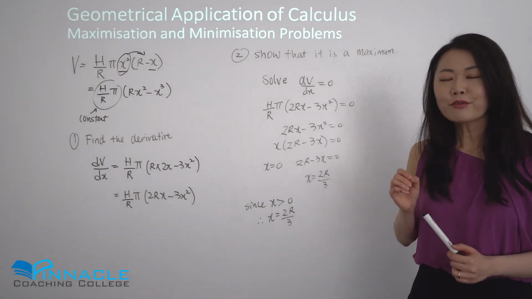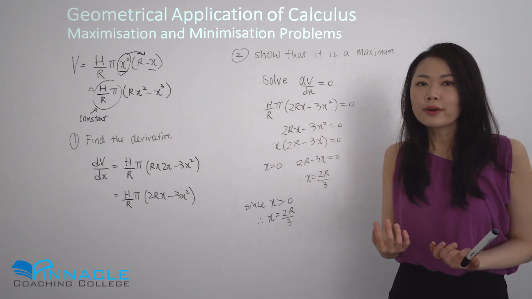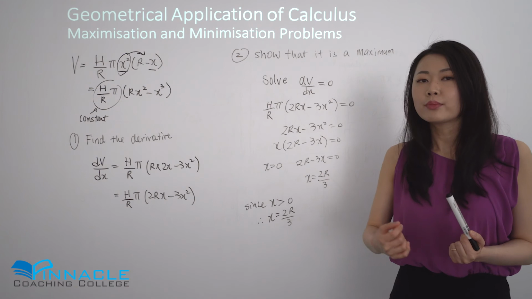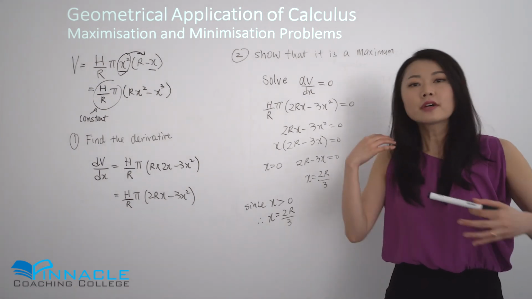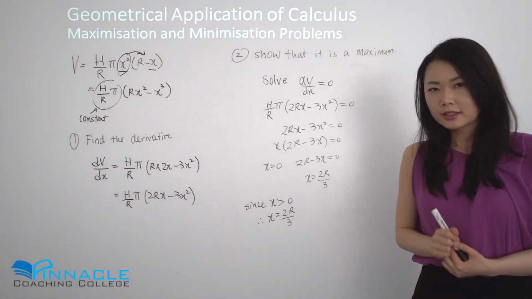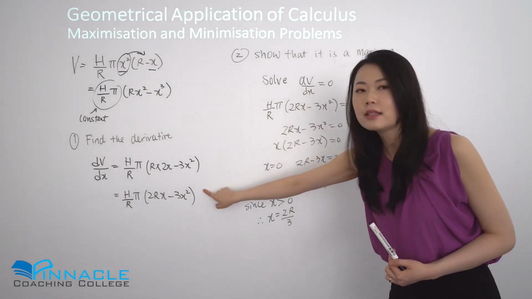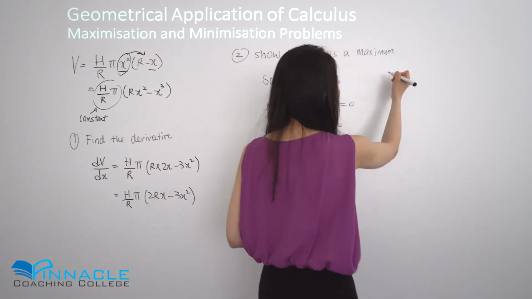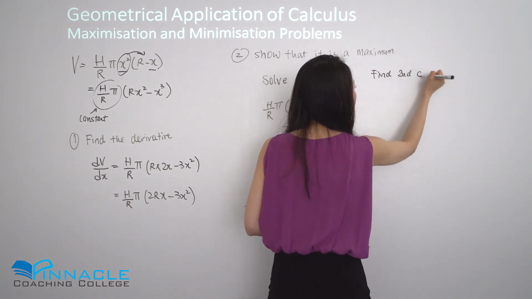Okay, so now that we've got the point at which the stationary point is going to be, we need to show that it's actually a maximum turning point. As I've mentioned before, you can use a table of values, exactly like what we did with curve sketching, or use the second derivative. And in this case, it's actually quite easy to differentiate that one again. So we are going to use the second derivative. Alright, so find the second derivative.